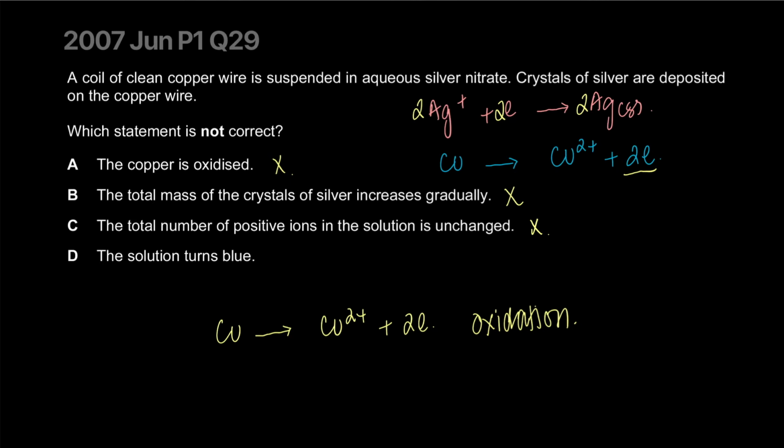The solution turns blue, that's absolutely true. Silver is being taken away, more and more copper ions are in solution. Copper ions will have that distinct blue color.